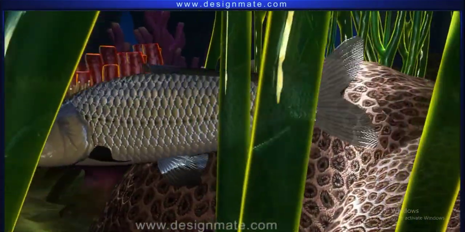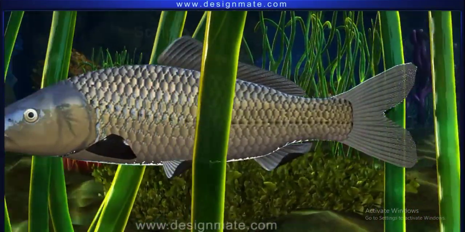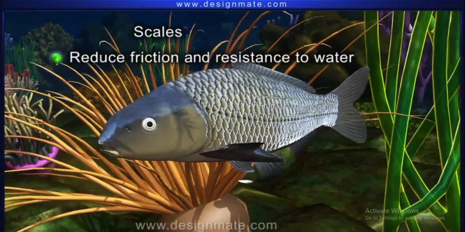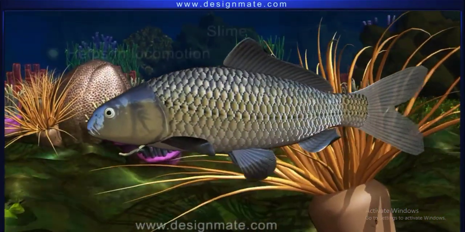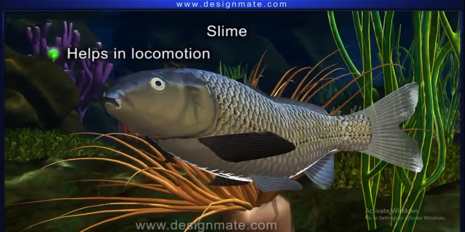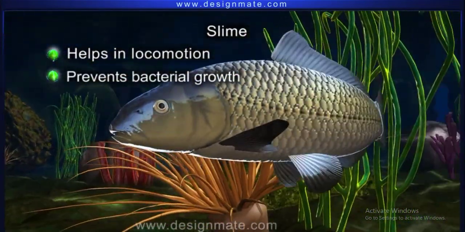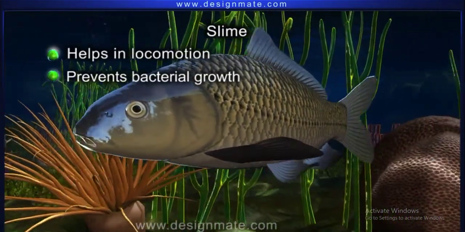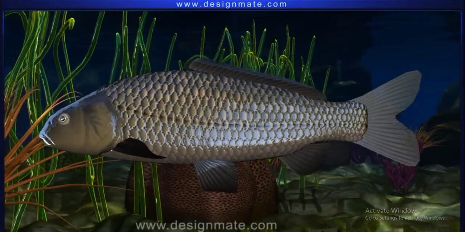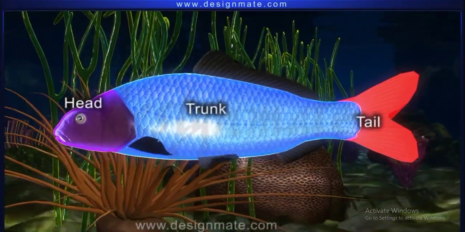The body is covered by scales and slime. The scales reduce the friction and resistance to water and protect the internal tissues. The slime helps in locomotion by reducing resistance to water, and it also prevents bacterial and parasitic growth on the skin of the fish. The body of the fish is divided into three parts: the head, trunk, and tail.